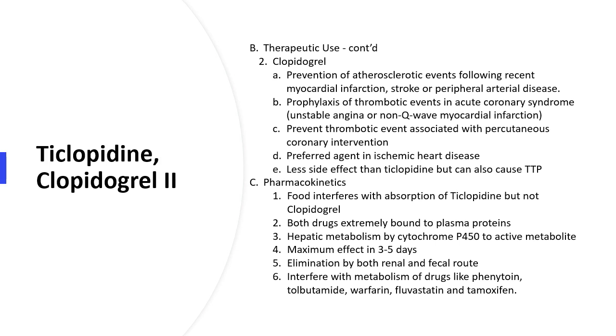2. Both drugs are extremely bound to plasma proteins. 3. Hepatic metabolism is by cytochrome P450 to active metabolites. 4. Maximum effect is in 3 to 5 days. 5. Elimination is by both renal and fecal route. And lastly, they interfere with the metabolism of drugs like phenytoin, tolbutamide, warfarin, fluvastatin, and tamoxifen.